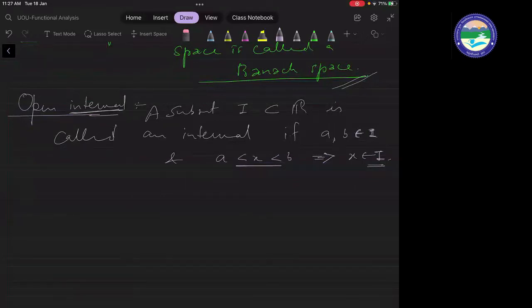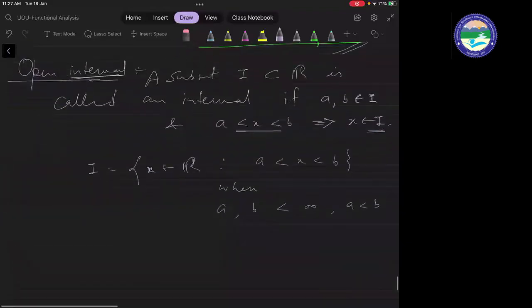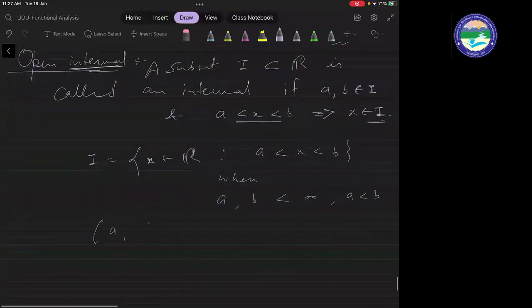So suppose we have a set I of this form, where a and b are finite real numbers, and a is less than b. Okay? Yes, sir. So this is an open interval. आप इसको denote करते हैं a comma b forms. Okay? Yes, sir.